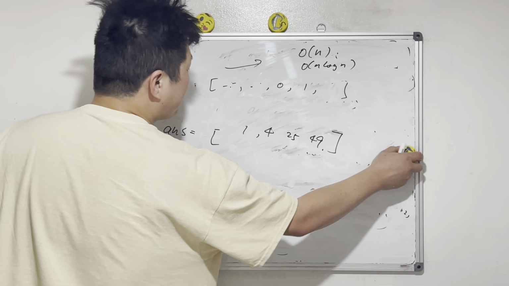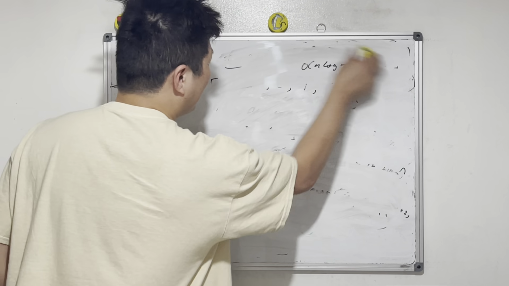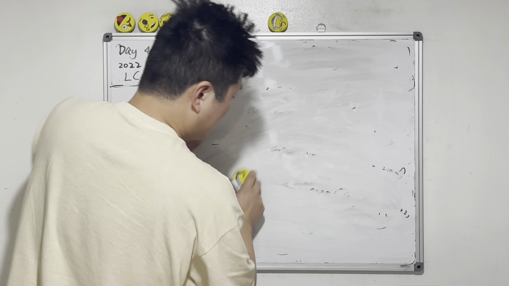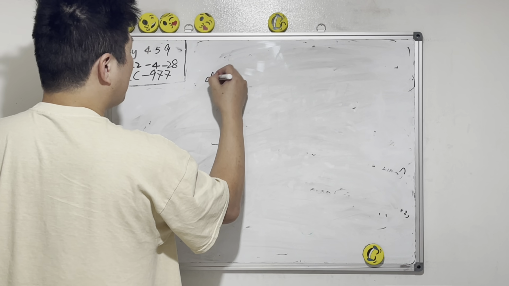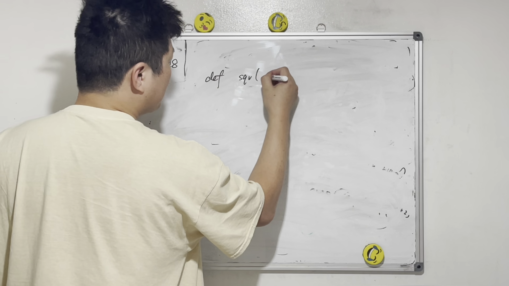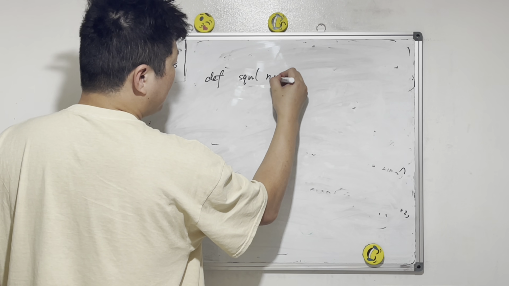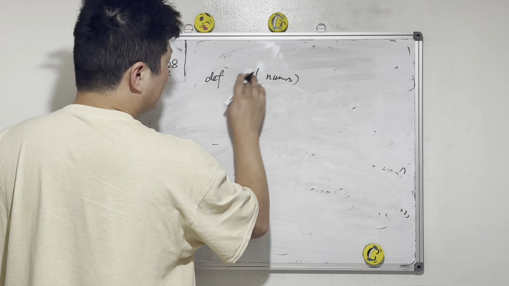Okay, let's implement this two pointer thing. Define square list of the numbers.